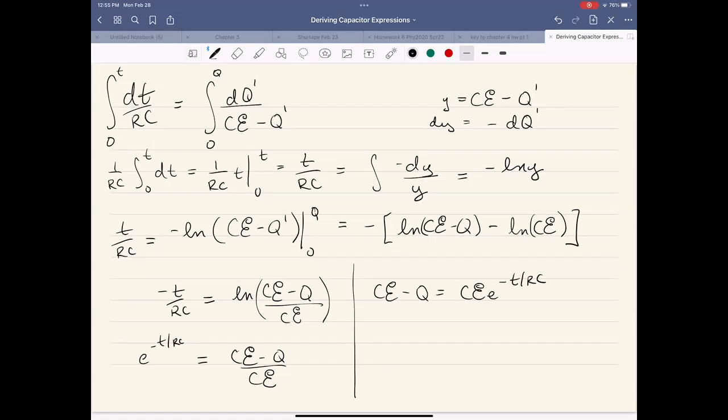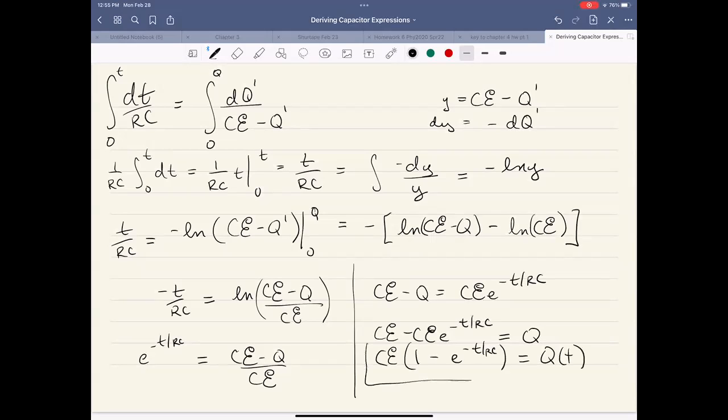And now I can go ahead and solve for Q. So I have C times the EMF minus C times the EMF e to the minus t over RC is equal to Q. So I can factor out C times the EMF, and that is my expression for the charge on the capacitor as a function of time. So there we go, we did it, okay?